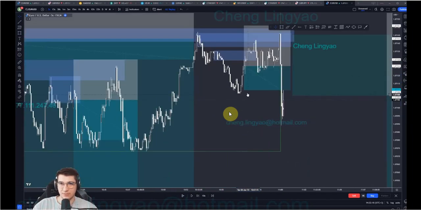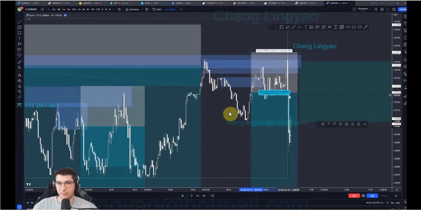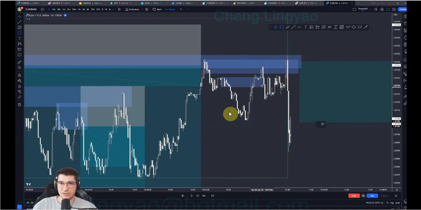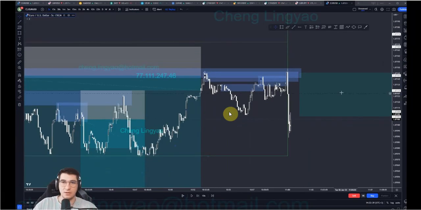You see, so you can enter here, that would still be valid. I don't think you would have been stopped out, but let's say it creates a new range right here. Why? Because it creates another change of character. So it just needs a lot of practice, to be honest, guys. Entries like this require a lot of patience just because you can get retested a lot of times.